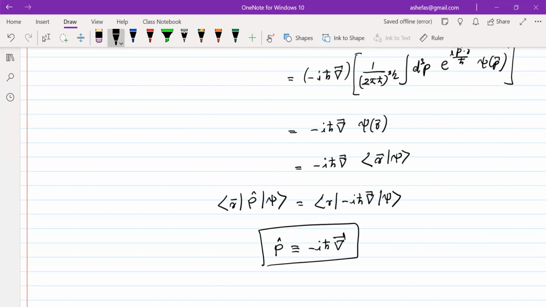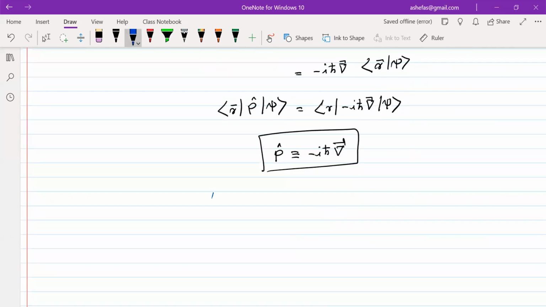Now if we find the components of the momentum operator, the x component of the momentum operator Px can be written as minus iℏ ∂ by ∂x, and Py can be written as minus iℏ ∂ by ∂y, and Pz is nothing but minus iℏ ∂ by ∂z. So all these are the momentum operators in position basis.